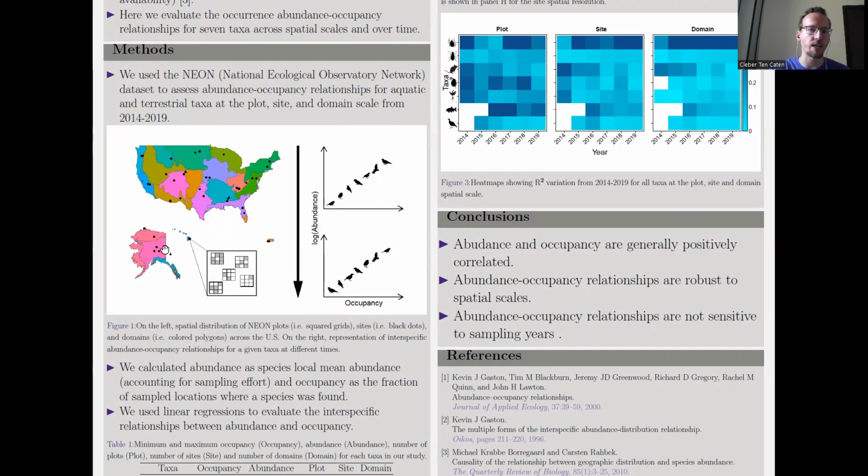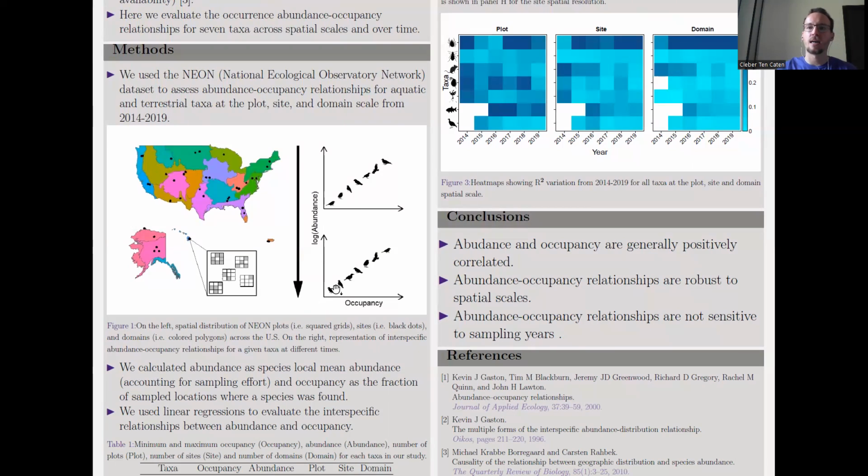In each one of those sites, as we can see in this part of the figure, there are several plots being sampled. In this specific example, we have a case where 5 plots would be sampled in a specific site. On the right-hand side of the figure, we can see how the patterns of species abundance and occupancy could change over time, so that species that were highly abundant in one year could be less abundant in the next year.